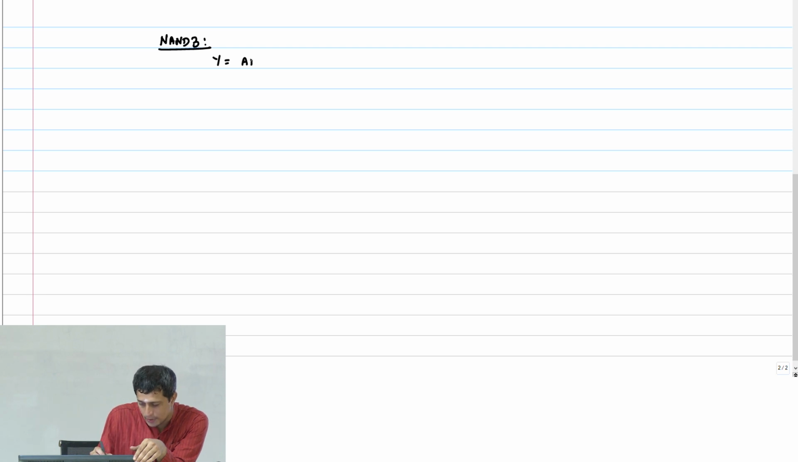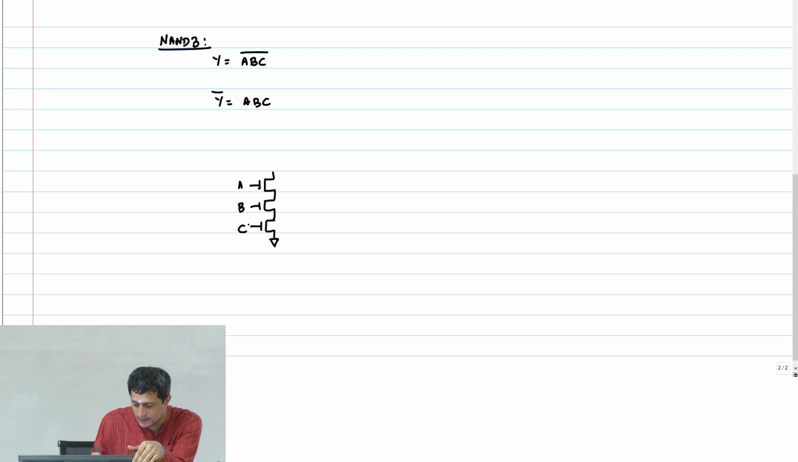So now we will proceed to something like the NOR gate, okay, or let's do a NAND 3 quickly. Y equal to A B C whole bar, right? So I'm going to invert this function. I will get Y bar equals A B C, right? So I'm going to simply put 3 NMOS transistors in series, A, B and C.